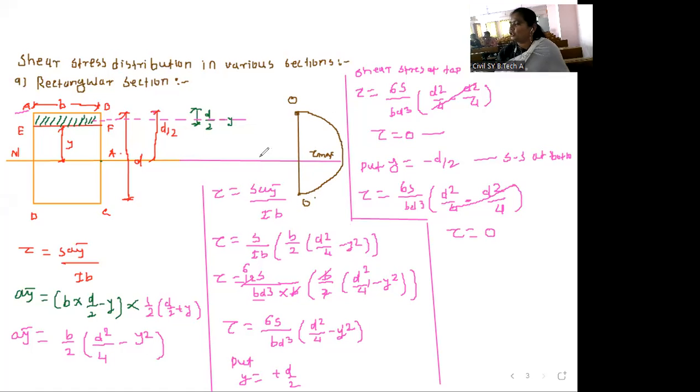So in the stress distribution diagram, shear stress is 0 at top, whereas bending moment or bending stress is maximum at top.